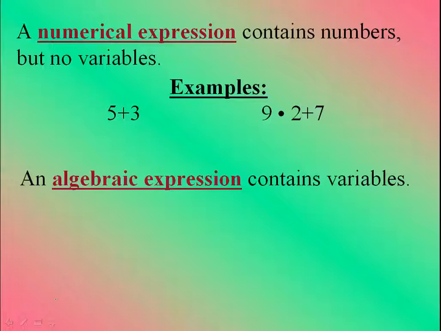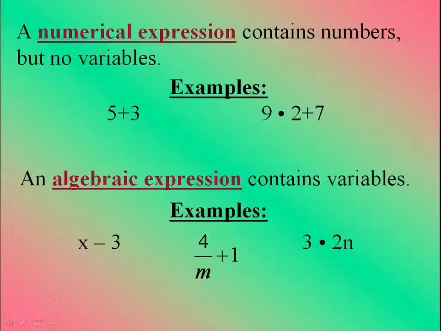An algebraic expression will contain variables. Some examples of algebraic expressions would be x minus 3, or 3 multiplied by 2n, or 4 divided by m plus 1. Notice that each of these expressions has a variable in it.